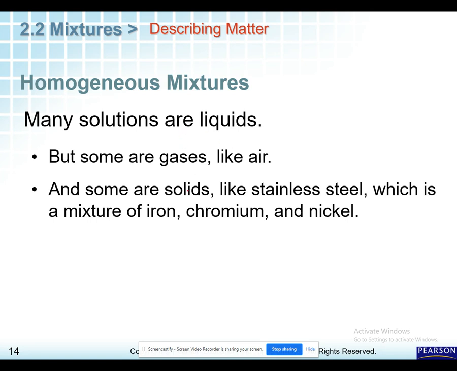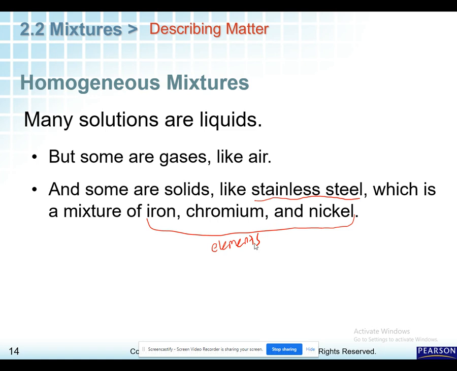And some homogeneous mixtures are even solids. If you've looked at stainless steel, a lot of different things like silverware or equipment that you use around the house can be made up of stainless steel. It looks the same. It has that bright, lustrous silver appearance, but it's actually a mixture of three elements. And these three elements are iron, chromium, and nickel. So those elements mix together to form stainless steel.